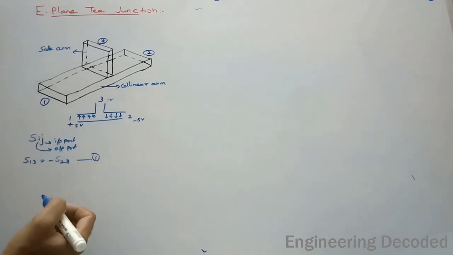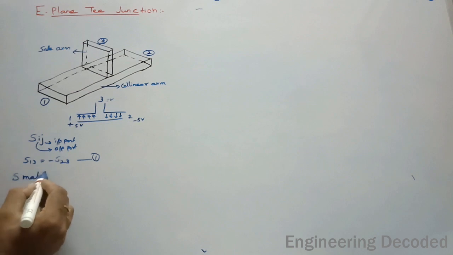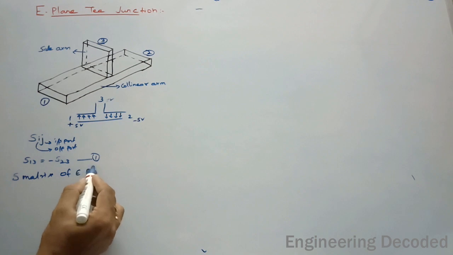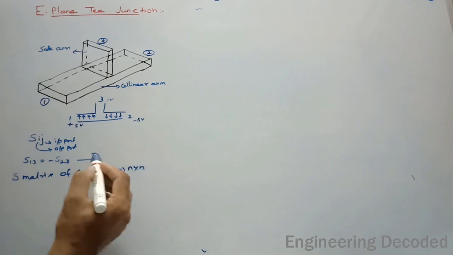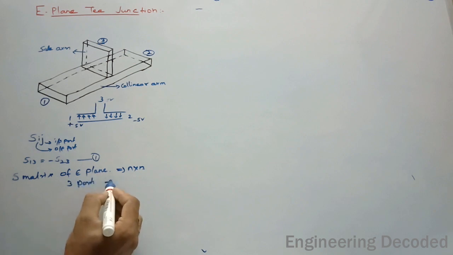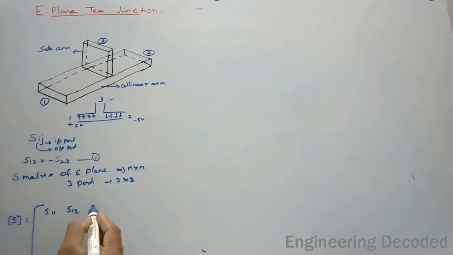So in an E-plane T there are three ports. So first we can write the S matrix of the E-plane T. We know the S matrix will always be of the form N cross N. Here we have three ports, so we have a 3 cross 3 matrix. So first we can write S equal to S11, S12, S13, S21, S22, S23, S31, S32, S33. So now our prime aim is to find out the various S parameters.